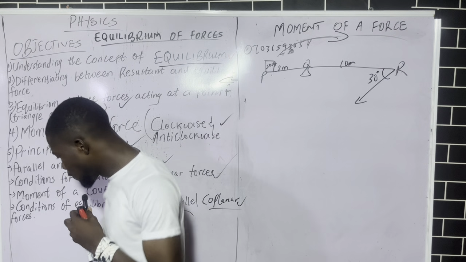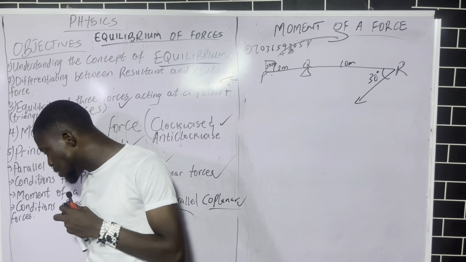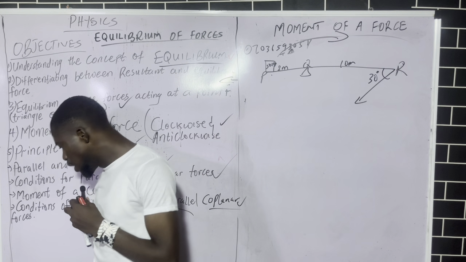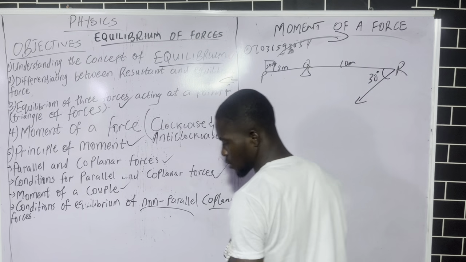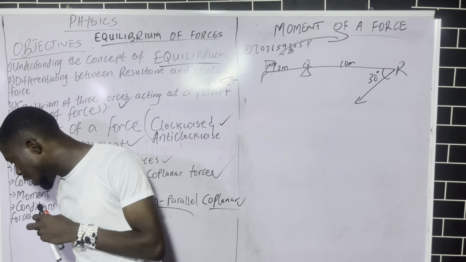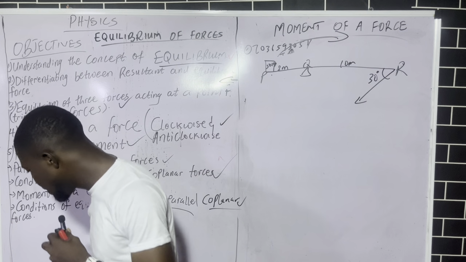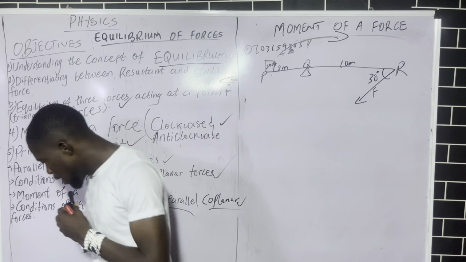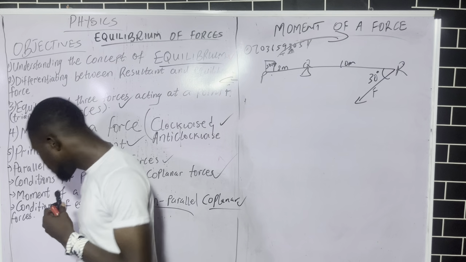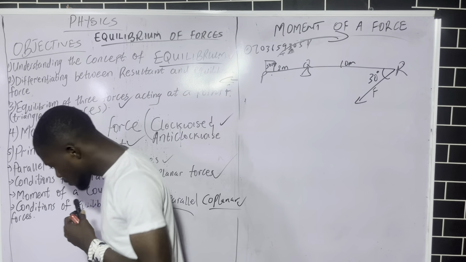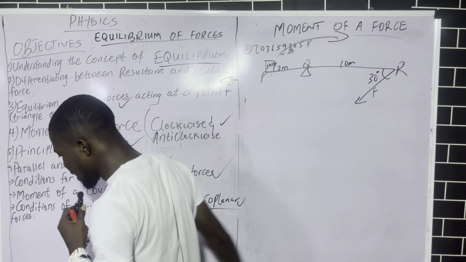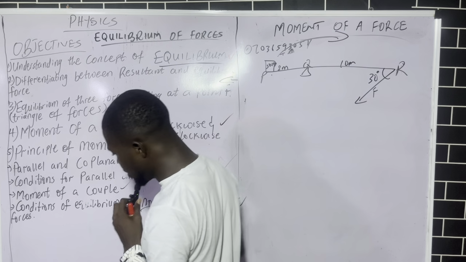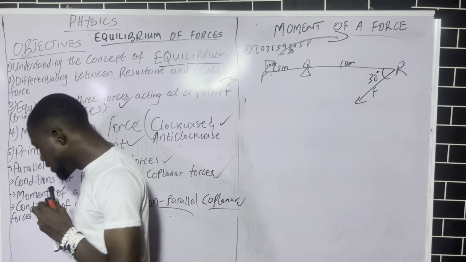A load of mass 50 kilogram is placed at the end P of a light beam PQR. This is a light PQR. Okay? And they said it should be lifted by applying a force F at the end R. So they apply a force F here at the end R. If the beam is pivoted at Q, and F is inclined at 30 degrees to the beam, the minimum value of F needed to lift the beam is what?